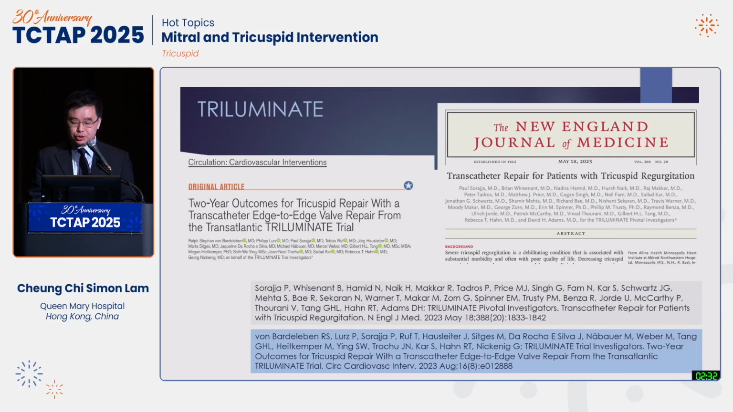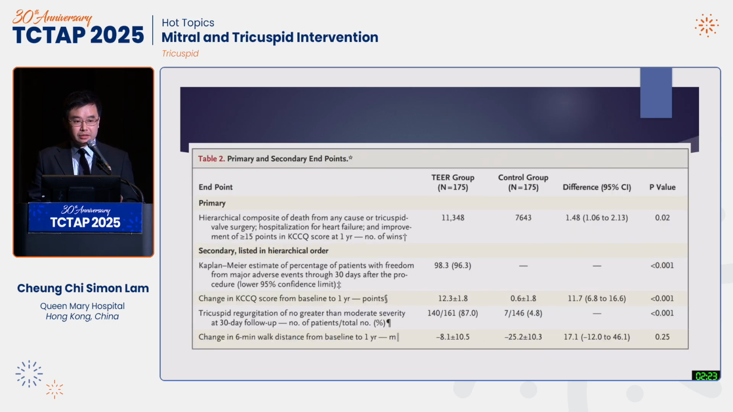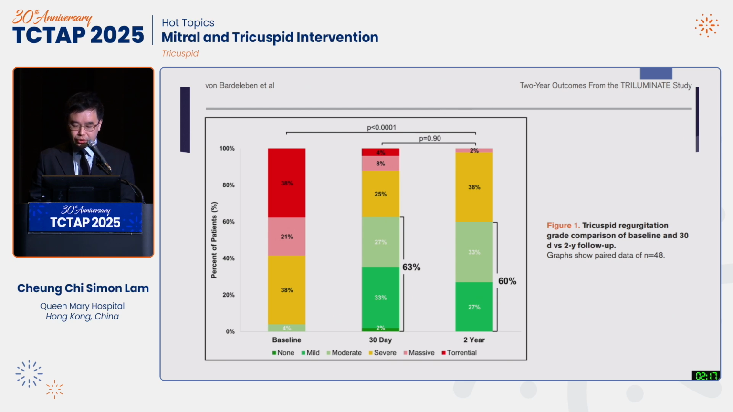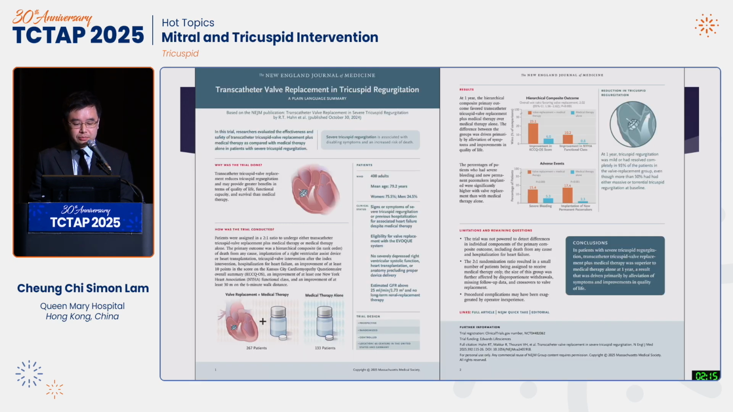So what about how to choose? It's difficult because it really depends on the availability of the device, the techniques available in the particular market, and local experience. Data supports TEER with good results, in terms of reduction of regurgitation and also improvement in symptoms. And there are also data coming up, like the TRISCEND study, which shows a promising direction for replacement.